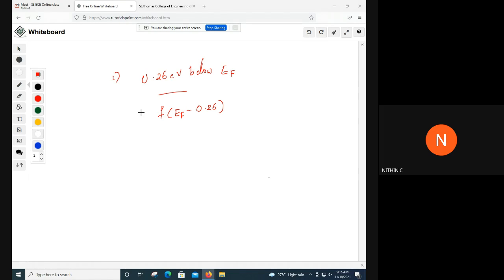In order to find the probability of vacancy, you need to subtract this from 1. 1 minus F of EF minus 0.26 will give you the probability of vacancy. This alone will give you the probability of occupancy. When you subtract this answer from 1, you will get the probability of vacancy.